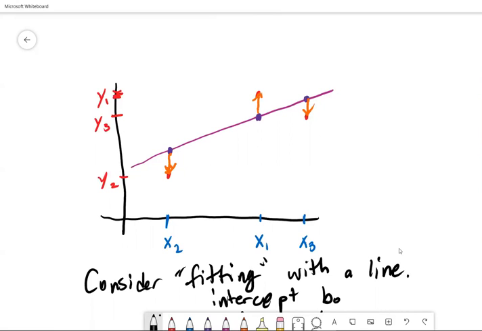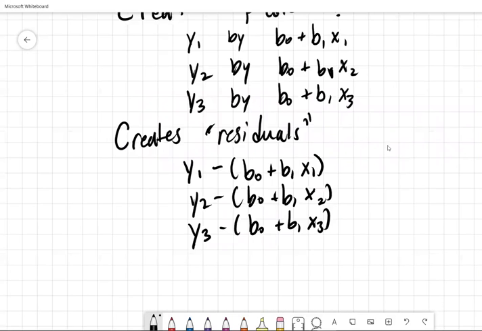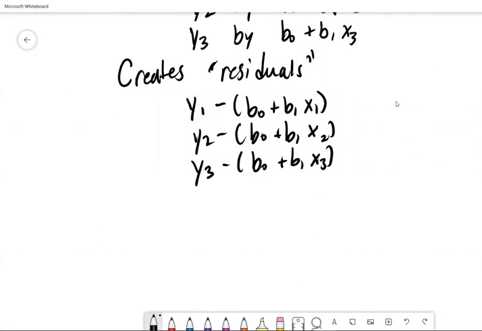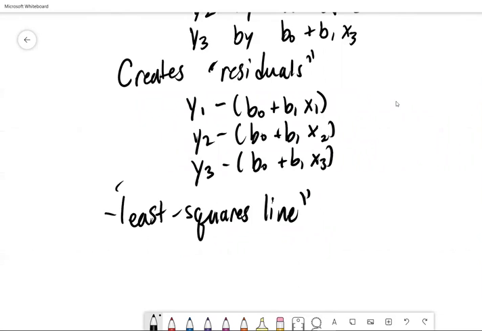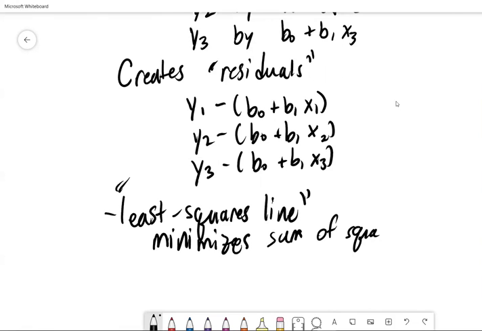All right, so let's think about that. Let's write out what that means. The least squares line is defined to be the line that minimizes the sum of squared residuals. And in particular, let's just write that out.